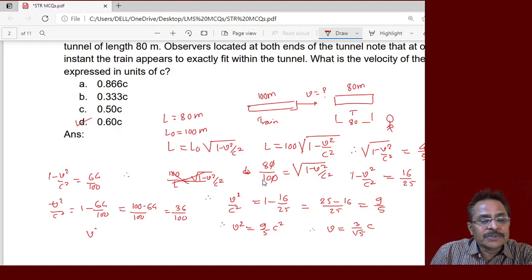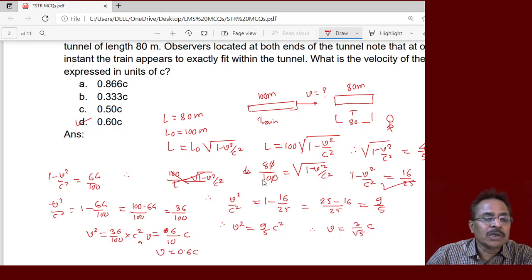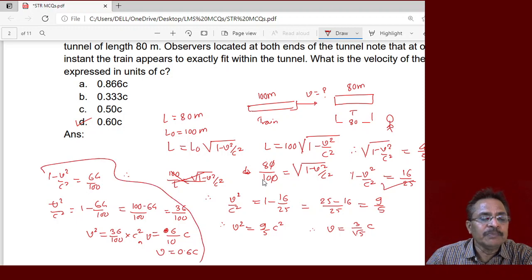So it is 36 upon 100. And therefore V square is equal to 36 upon 100 into C square. Getting its square root, the square root of 36 is 6, divided by 10, multiplied by C. So 6 upon 10 is again 0.6 times C. So either you go this way or the way we showed earlier, it doesn't matter, I will get the same answer, that is 0.60 C.